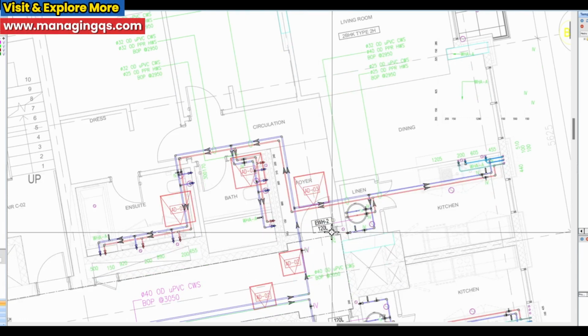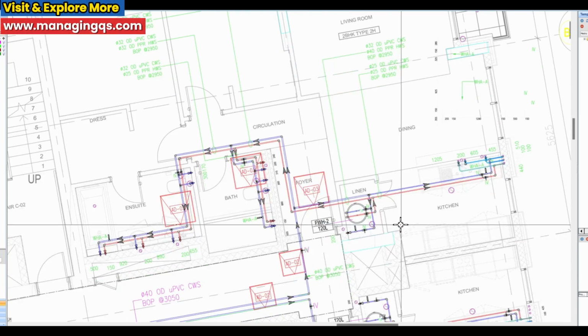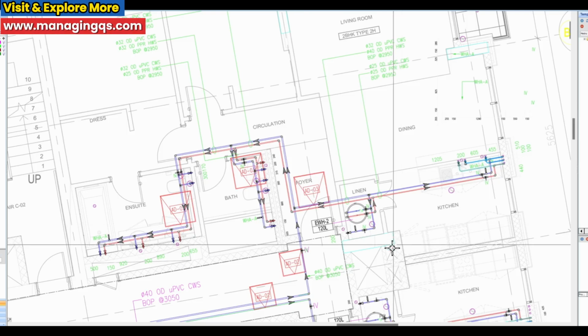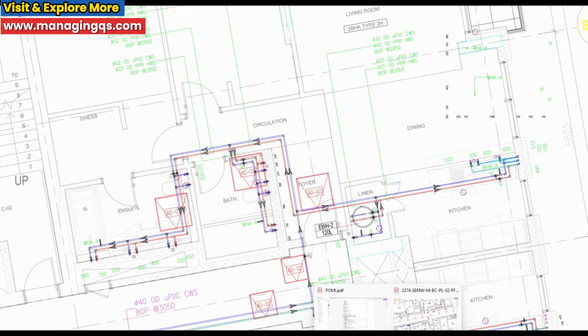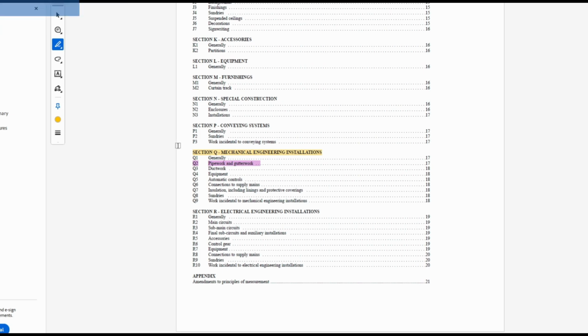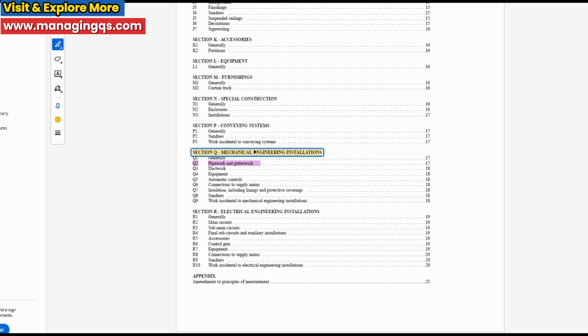Now I am going to discuss a very important point. Before starting this discussion, I always remember the pipe work measurement in the POMI. Yes, we know Section Q is the mechanical engineering installation. Under this main section there is another subsection, Q2. Q2 is the pipe work and ductwork measurement rule. So we have to remember this always.